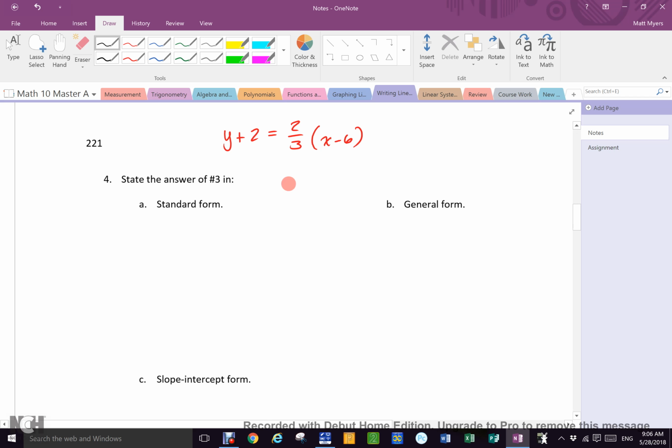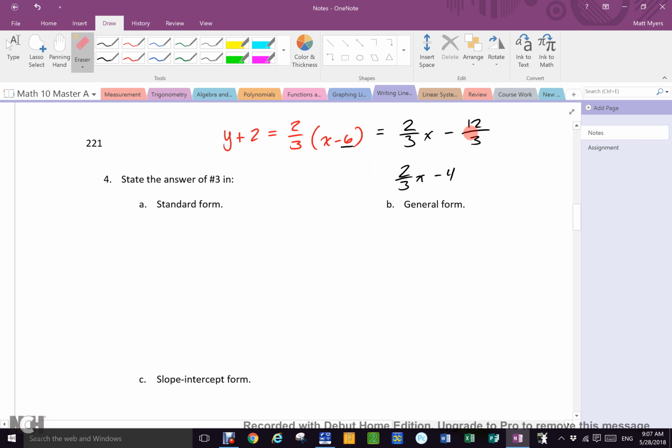Now, everybody else said they wanted to get rid of the brackets first. That's okay. How do I get rid of brackets? I multiply that in, correct? So I would have gotten 2/3 x minus, what's 2 times 6? 12 over, what's 3 times 1? 3. What is 12 divided by 3? 4. So I would have had 2/3 x minus 4. Both of which are acceptable.